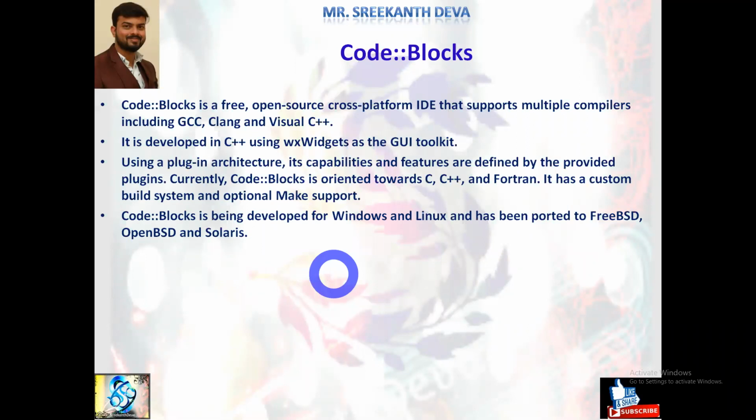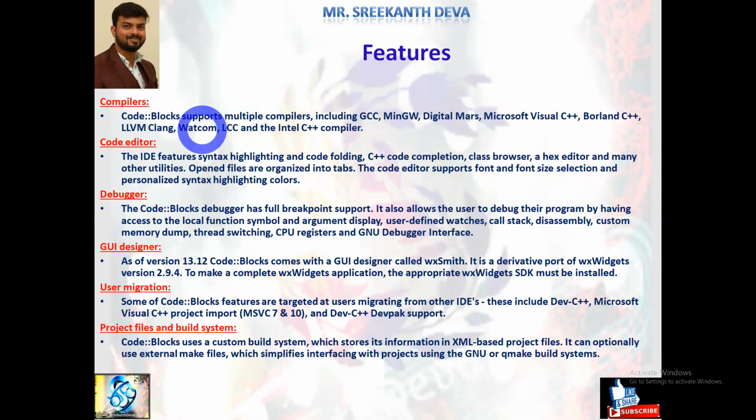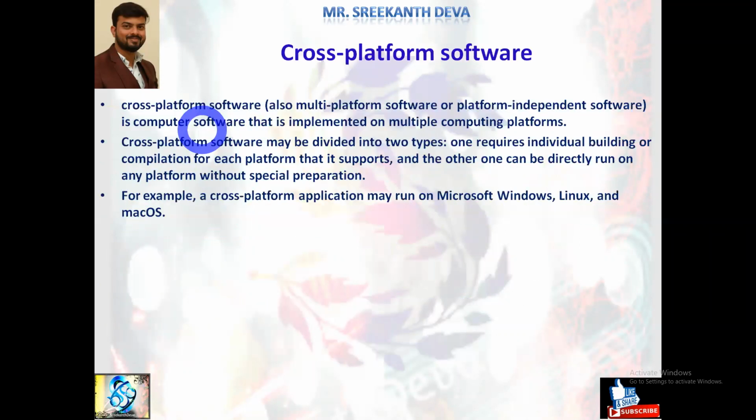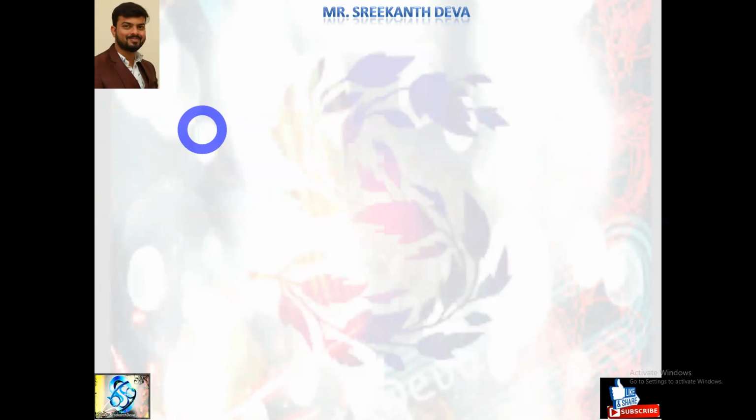This is about Code Blocks. Code Blocks is a free open source cross-platform IDE that supports multiple compilers including GCC, Clang, and Visual C++. At present we run the application with the GCC compiler, but Code Blocks makes several compilers available. Several features are supported by Code Blocks, and it is cross-platform software.